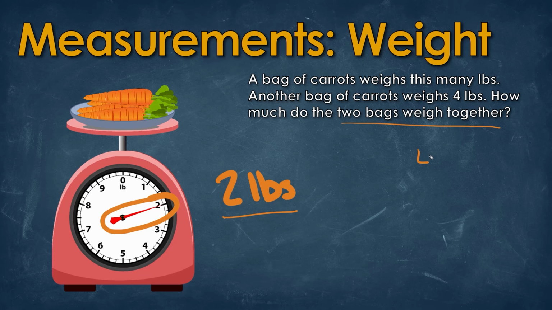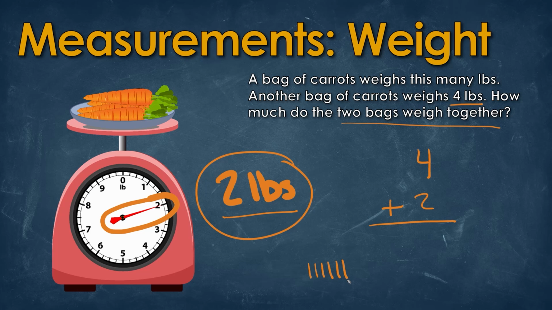We have 4, which we see here, plus the 2 pounds. So we have 4 plus 2. Well, if we add that together, we have 1, 2, 3, 4, 5, 6. Right? We have a total of 1, 2, 3, 4 plus the 2 equals 6. So we have a total of 6 pounds.